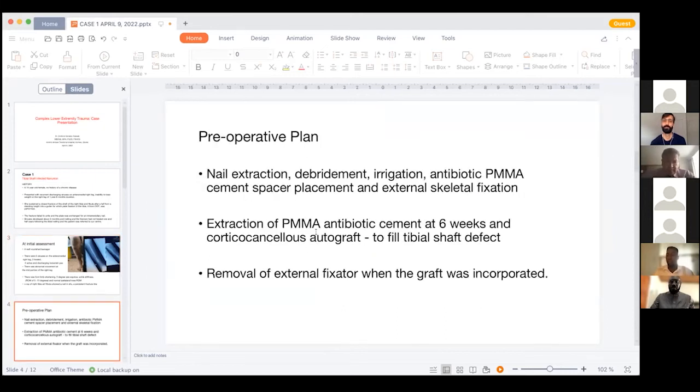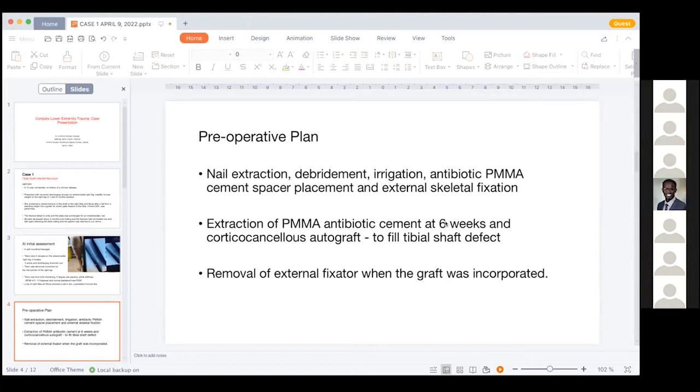So our plan for this patient was to extract the nail, perform a thorough debridement, irrigation, antibiotic PMMA cement spacer placement, and mount an external skeletal fixation. The removal of the PMMA antibiotic cement spacer was intended to be done 6 weeks after the initial surgery. And then we will fill the void with cortical cancellous autograft. And then we remove the external fixator when the graft was incorporated. So this was our plan before we began the treatment.